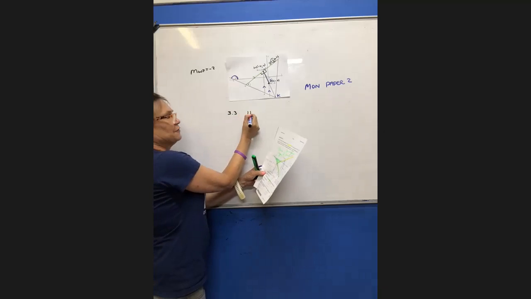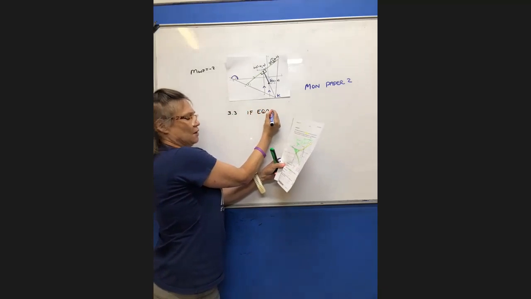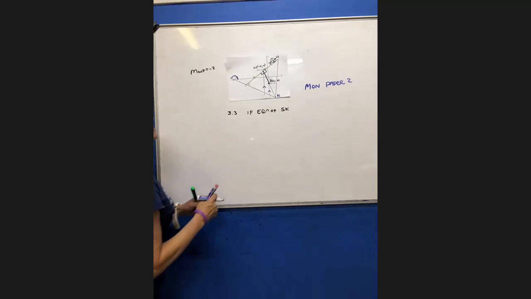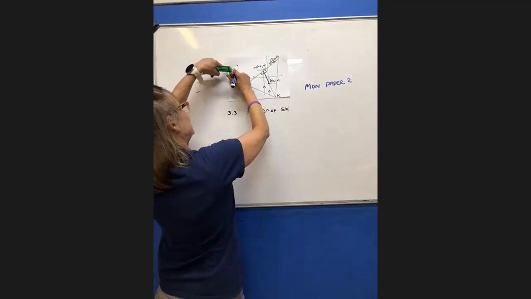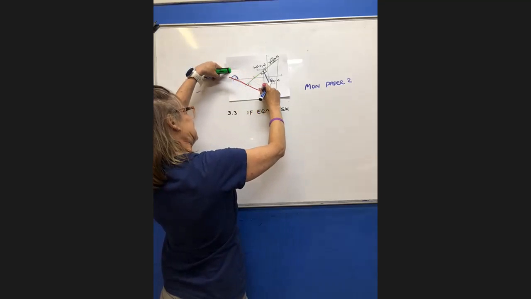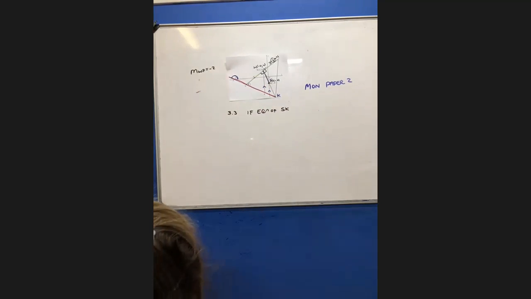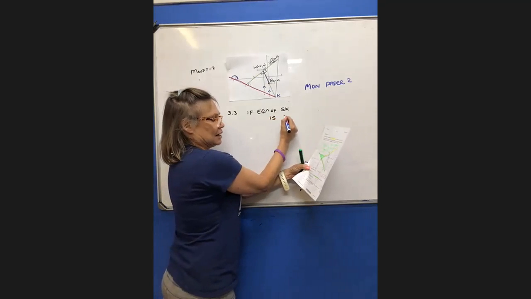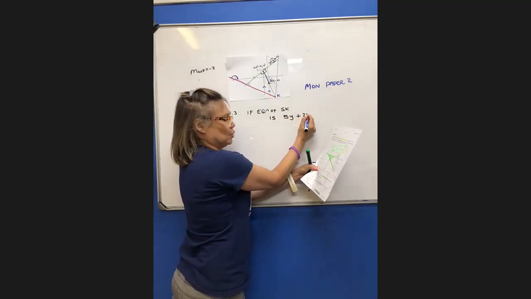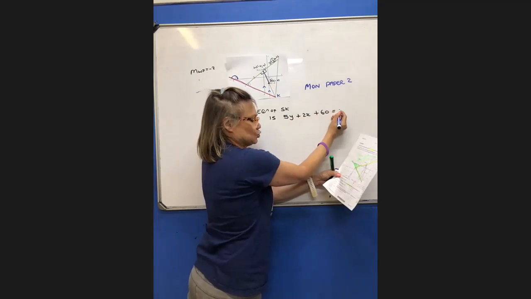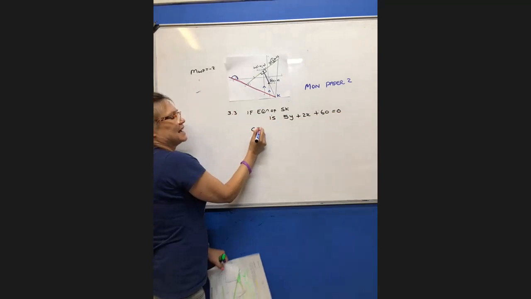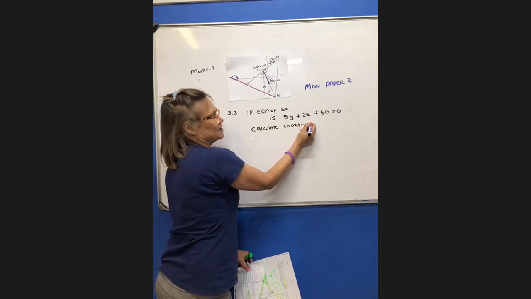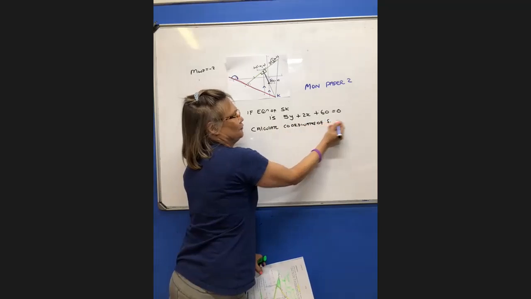Question 3.3 says if the equation of the line SK, let's quickly see who SK is. Okay, there's SK. So they're giving me the equation of this line. They say if the equation of that line is 5y plus 2x plus 60 equals 0, will you please calculate the coordinates of S, for 4 marks.